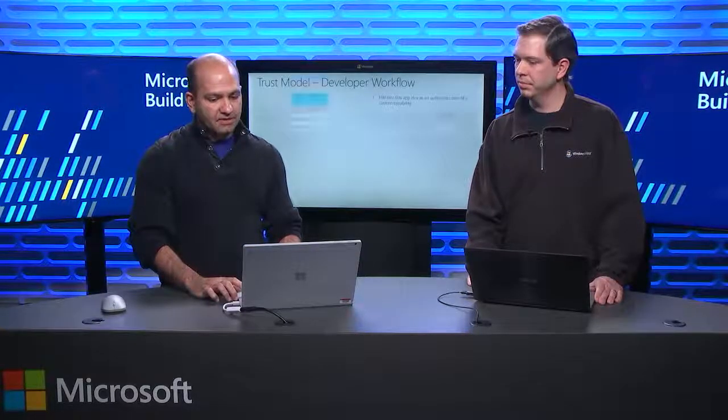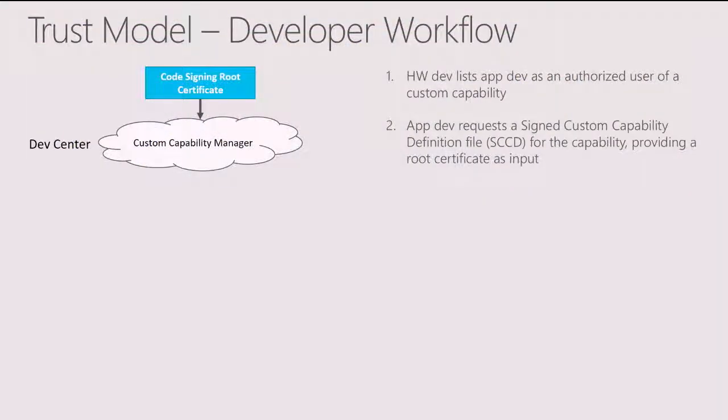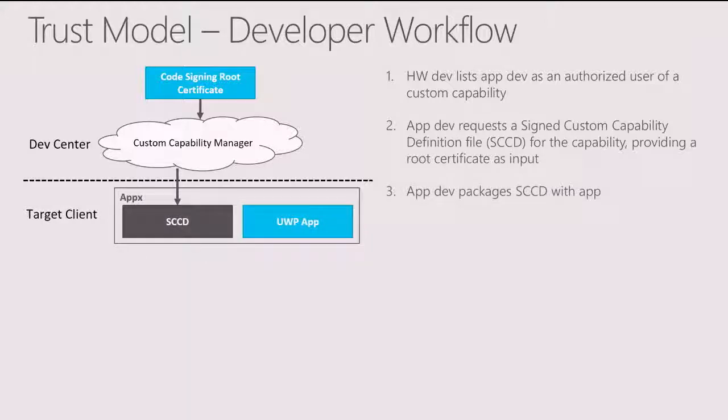So app developers request access to a custom capability driver or an NT service from a capability owner. The capability owner is responsible for vetting the app developer and making sure that he is the person who the app developer says they are. And once the vetting is completed, the capability owner will grant access using the SCCD file that you just talked about earlier. The app developer then bundles the SCCD file with his or her AppX, packages it, and publishes it to the store. Pretty straightforward.